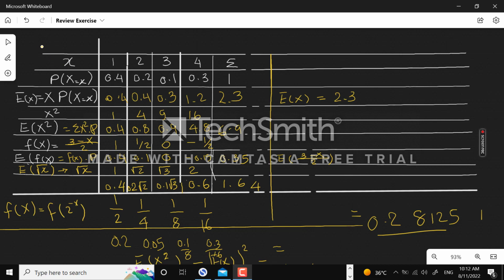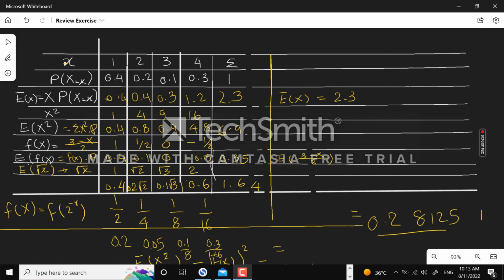Given information here are the values of a random variable X. The random variable X takes the values 1, 2, 3, 4. And the probability for each value is 0.4, 0.2, 0.1, 0.3.